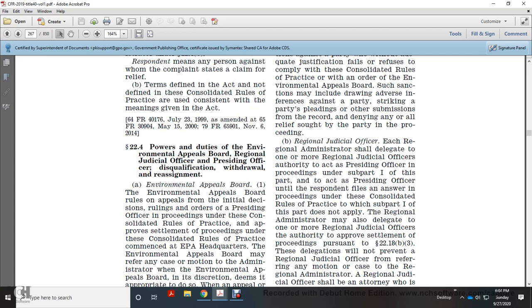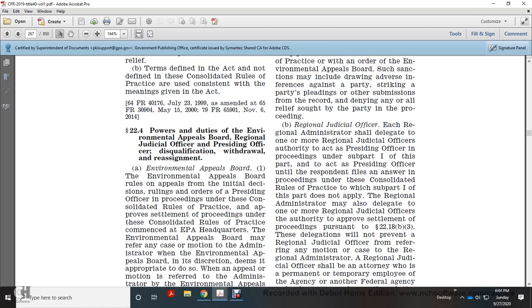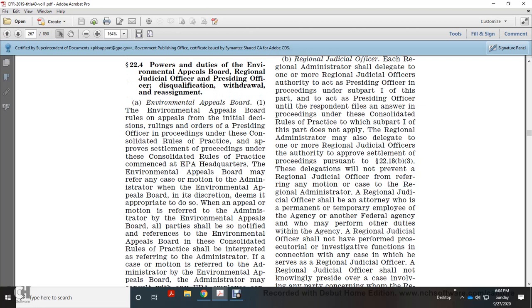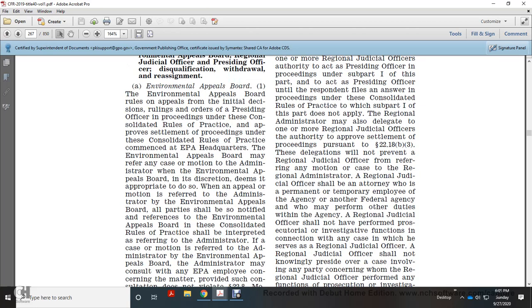Delegations will not prevent the regional judicial officer from referring any motion or case to the regional administrator. A regional judicial officer shall be an attorney who is a permanent or temporary employee of the agency or another federal agency, and who may perform other duties within the agency. The regional judicial officer shall not perform prosecutorial or investigative functions in connection with any case in which he serves as regional judicial officer.